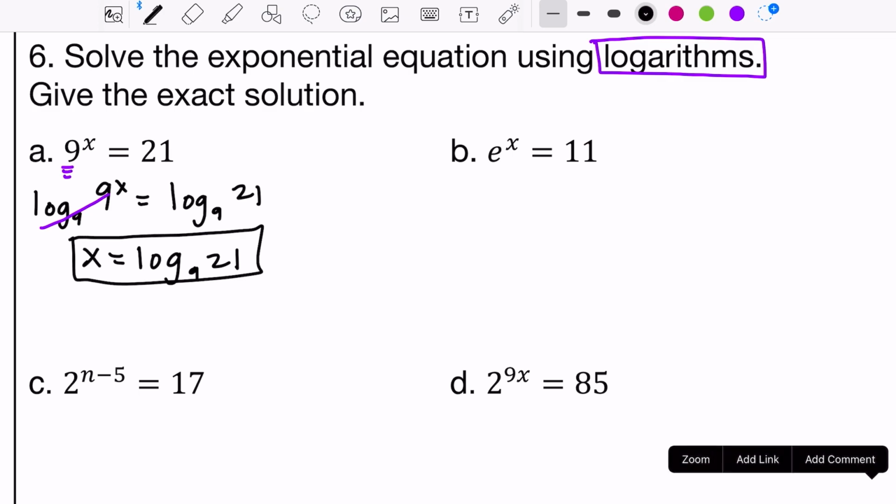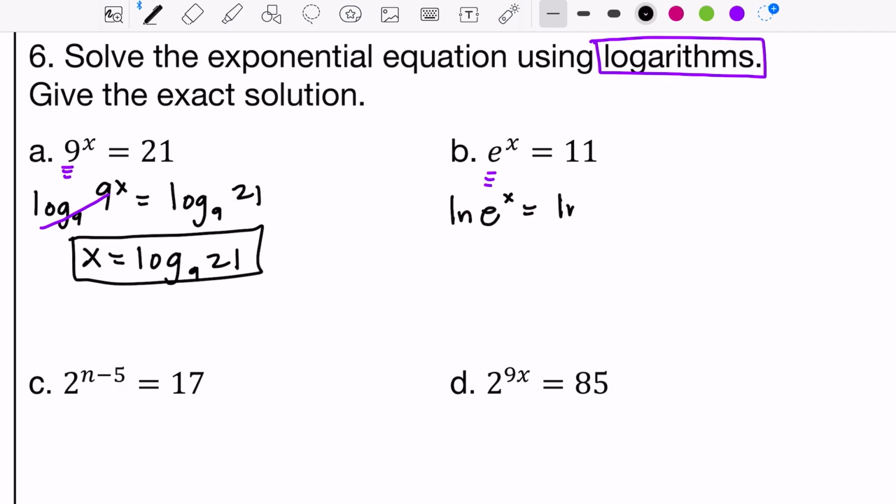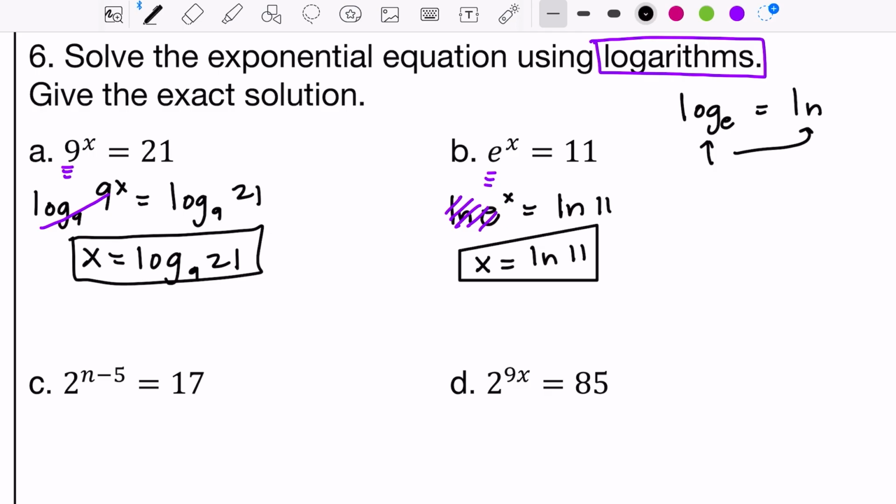Moving on. This right here is e to the x. So what we're going to do is take a natural log, or a log base e, of both sides. So remember, in math, log base e, which is 4 letters, converts to 2 letters with natural log. Natural log and e, which is considered the natural number, are inverses of each other. So this just ends up being the natural log of x.